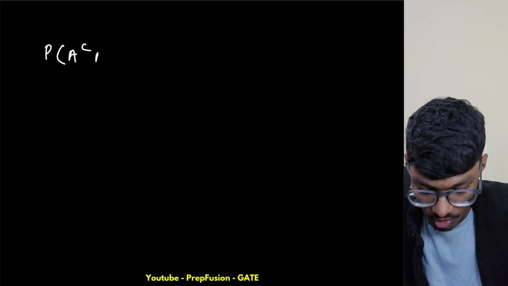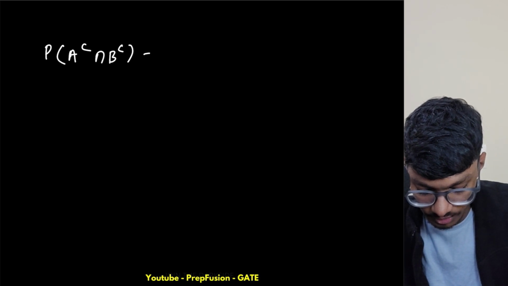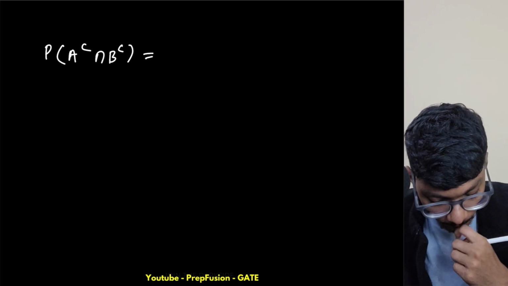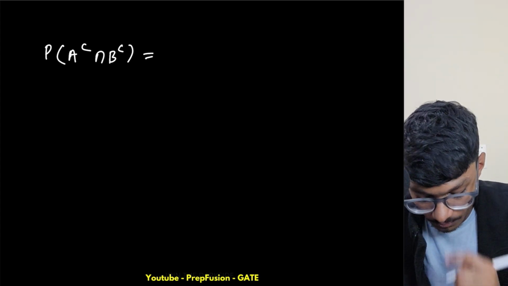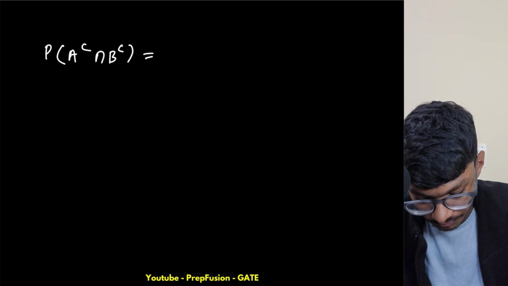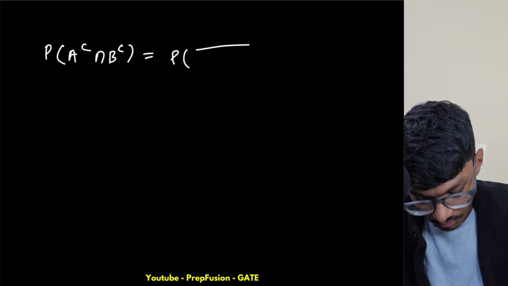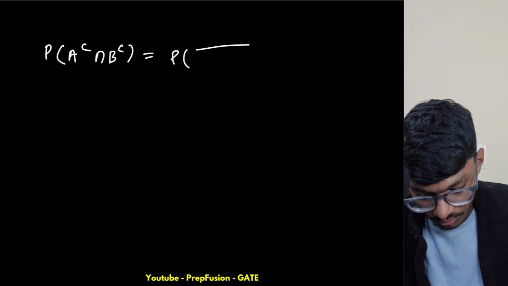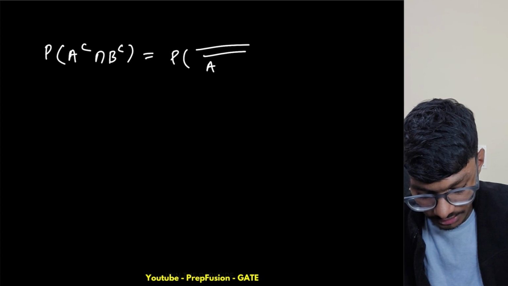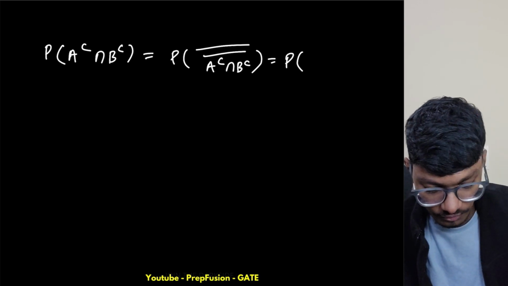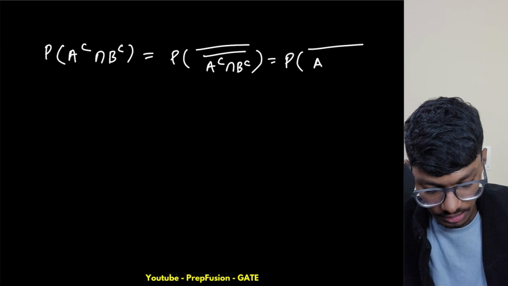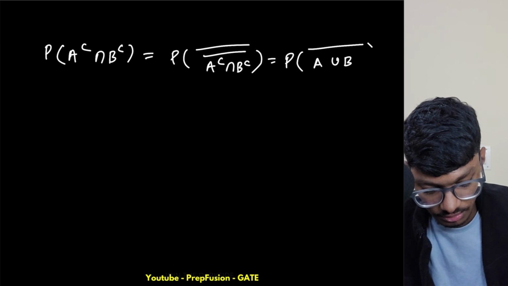Probability of A complement intersection B complement. So what you can do is take the whole complement of this. You take the complement twice, right? These are the same thing. So this will be simply the probability of the whole complement of A union B.